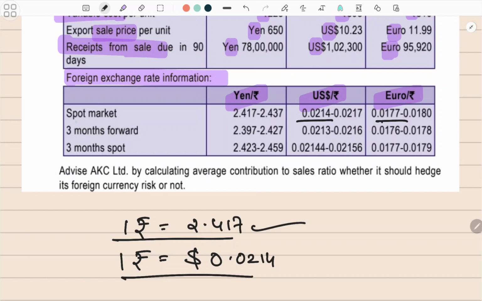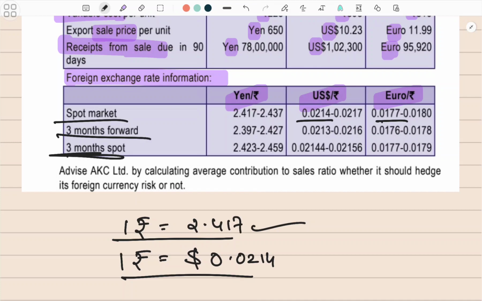And they've given these rates for spot, 3-month forward and 3-month spot. That is the rate on that 3-month period date. Okay, and 3-month forward rate means what? The rate at spot today. What is the 3-month forward rate? I hope you are able to understand the difference between 3-month forward and 3-month spot.